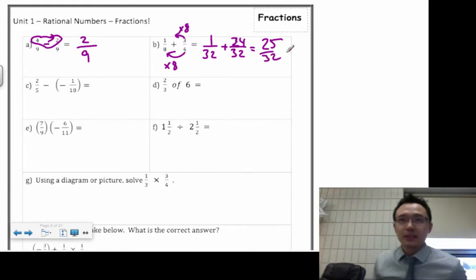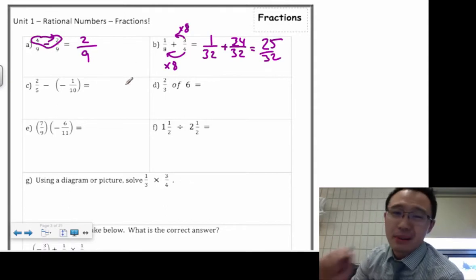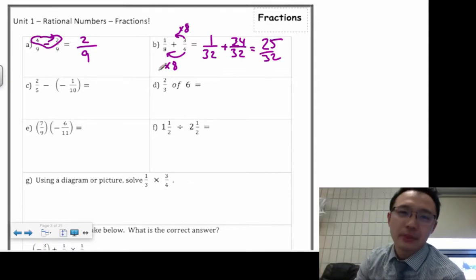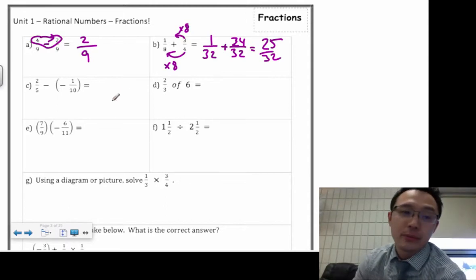Oh, there's a lot of stuff going on here. So, letter C. You can pause the video anytime just to get caught up. You don't have to keep pressing play and just let it run. You can always pause. That's the beauty of YouTube videos.